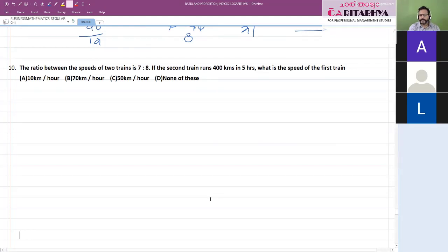The ratio between speeds of two trains is 7 is to 8. If the second train runs 400 kilometers in 5 hours, what is the speed of the first train?